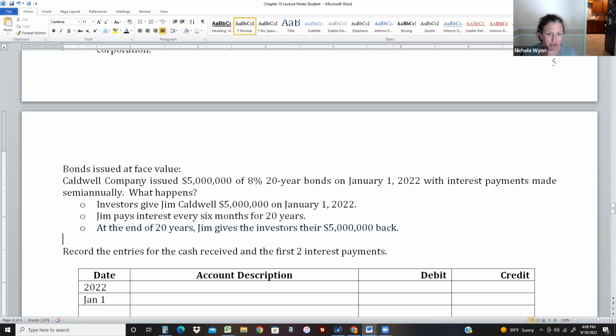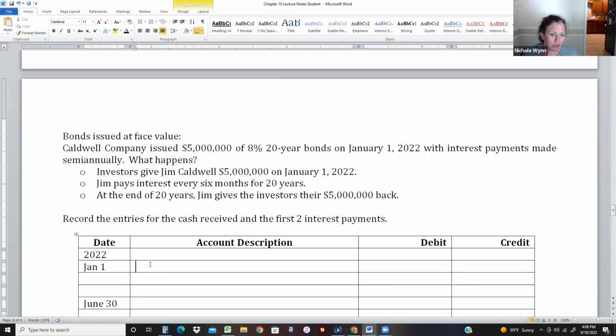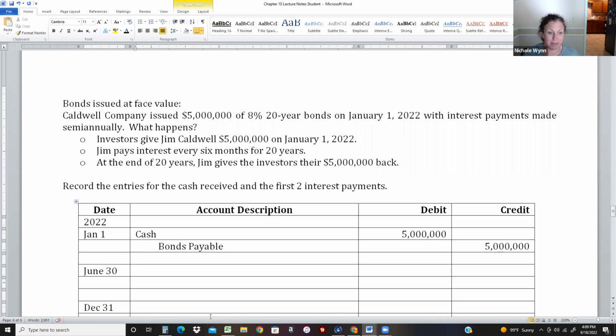So let's go ahead and do the journal entry for this. On January 1, he is going to receive cash of $5 million. Then on June 30th, he has to make an interest payment.